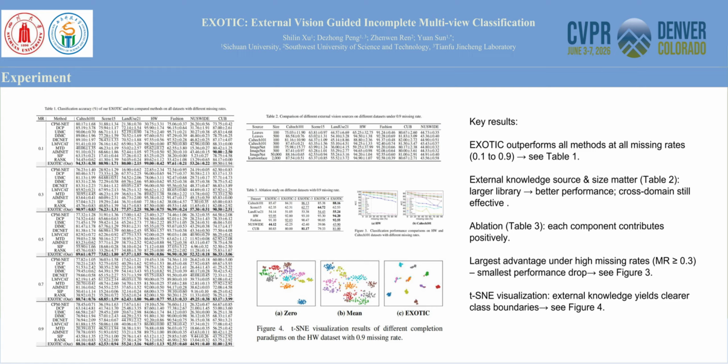As shown in Table 1, Exotic consistently outperforms all competing methods across all missing rates. More importantly, under high missing rates, say 0.3, 0.5, 0.7, and 0.9, our advantage becomes much larger. The performance drop of Exotic is the smallest, demonstrating strong robustness.